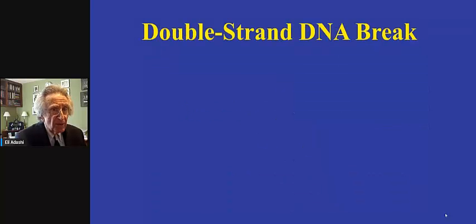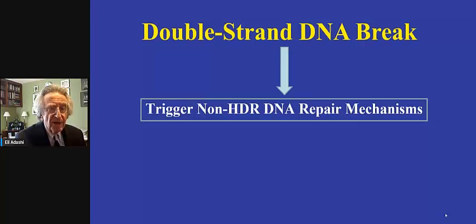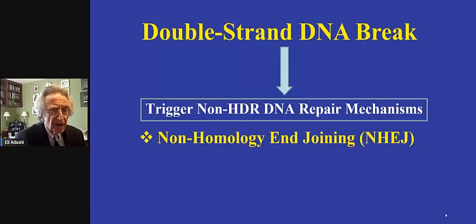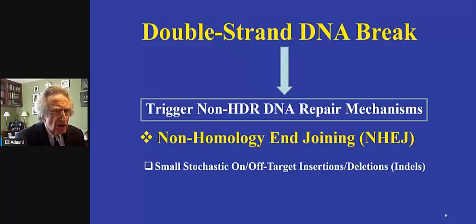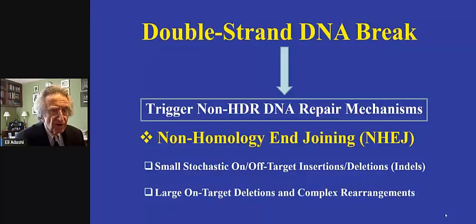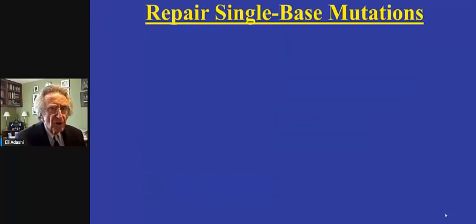The double-strand DNA break, however, prompts a cellular repair mechanism known as non-HDR DNA repair, in short known as NHEJ, which gives rise to small stochastic on-off target insertions and deletions, also known as indels, and to large on-target deletions and complex rearrangements. That is, of course, a challenge.